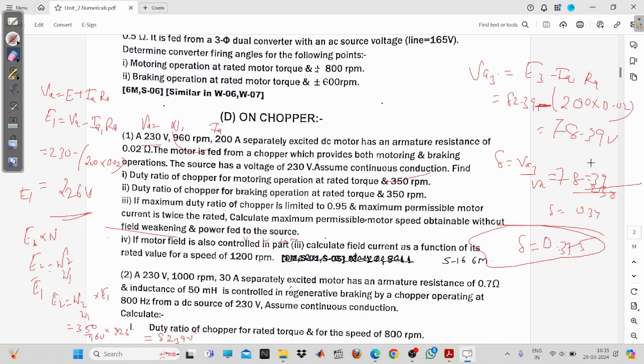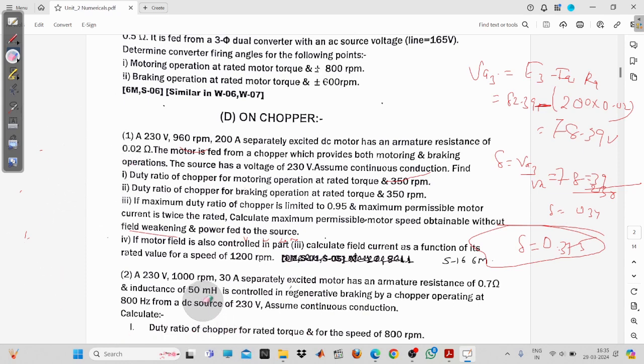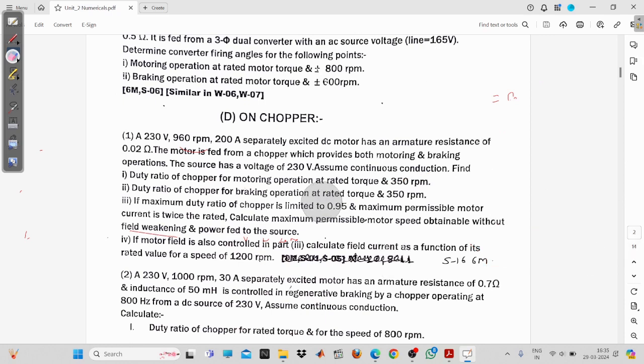So in this way you can calculate the delta for both the motoring and the braking operations. Now the next part is: if the maximum duty ratio of a chopper is limited to 0.95 and the maximum permissible motor current is twice the rated. You cannot make the duty ratio 1, because in that case your switch, which means the chopper, might get damaged.